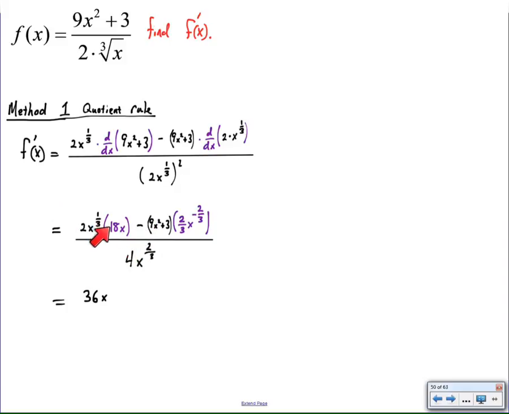Here, 2 times 18 is 36, and x to the 1 times x to the 1/3 should be x to the 4/3. So make sure you remember that when you multiply numbers of the same base, you add the exponents. That's where the 4/3 comes from.